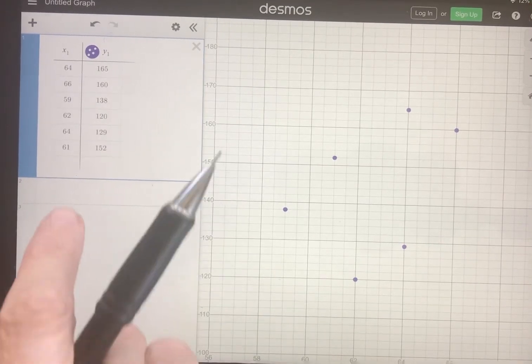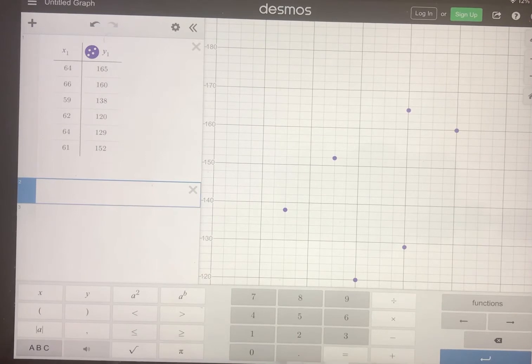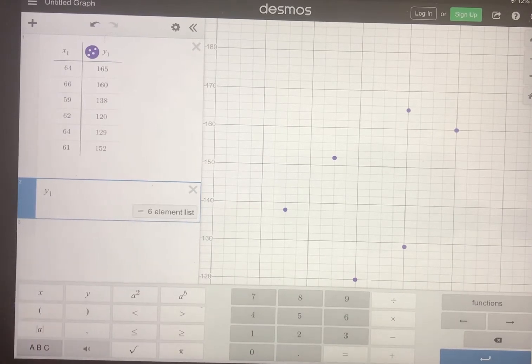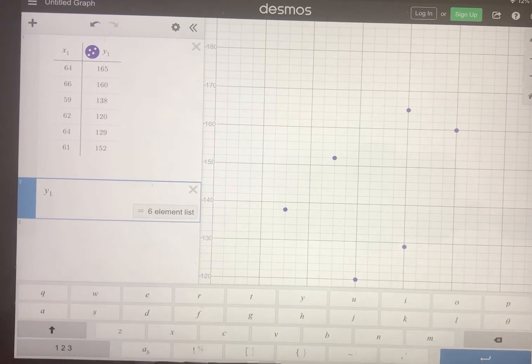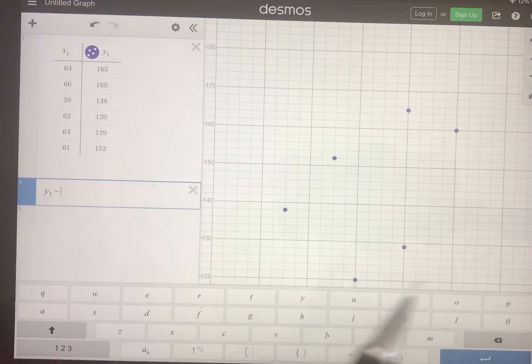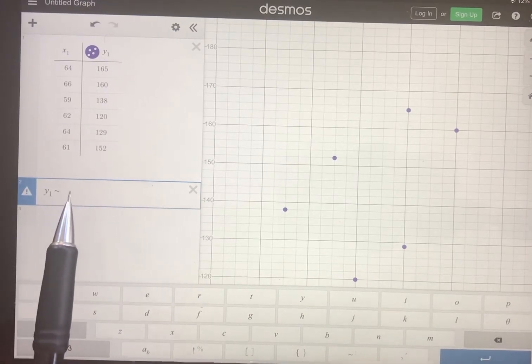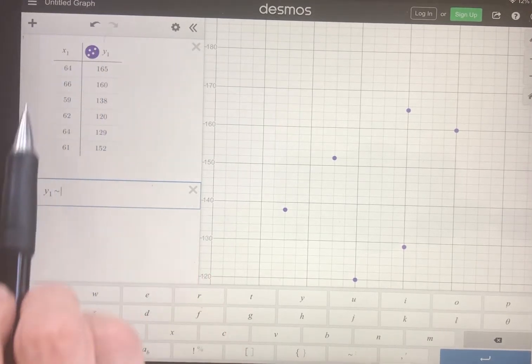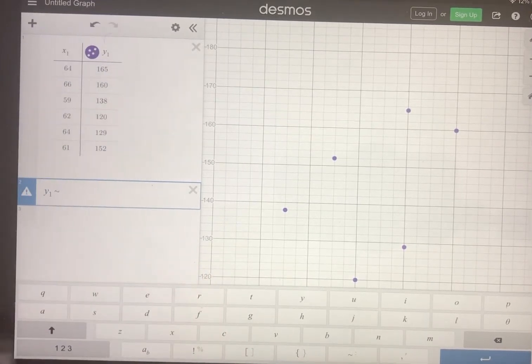Okay, now let's go to Y2, and we want it to come up with this line of best fit, this regression line. Okay, so we're going to say Y1, and then we want to put the tilde in there. We need to go to the ABC at the bottom down here, and the tilde is right here, bottom row, underneath the B and the N, and there's the tilde. So this is telling us, please find the line of best fit between these X and Y values.